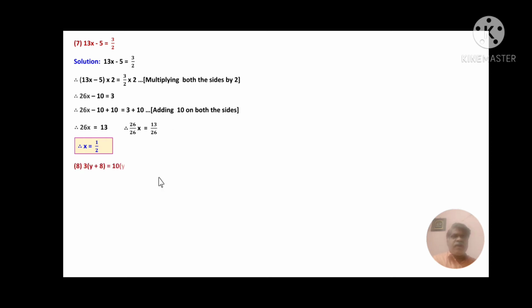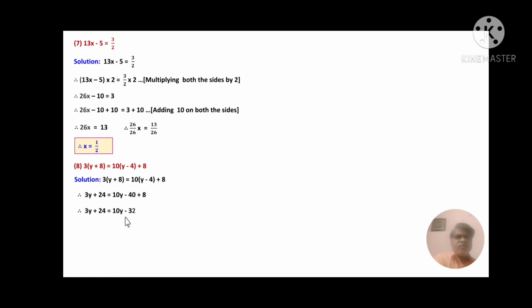We will continue with the next problem. 3 into (y plus 8) is equal to 10 into (y minus 4) plus 8. So let us write this equation as it is first. 3 into (y plus 8) will be equal to 10 into (y minus 4) plus 8. So friends, now let us simplify this bracket. We will multiply 3 to the whole bracket: 3y plus 24 is equal to, on the right hand side also multiply 10 to the bracket, 10y minus 40 plus 8. We will simplify this.